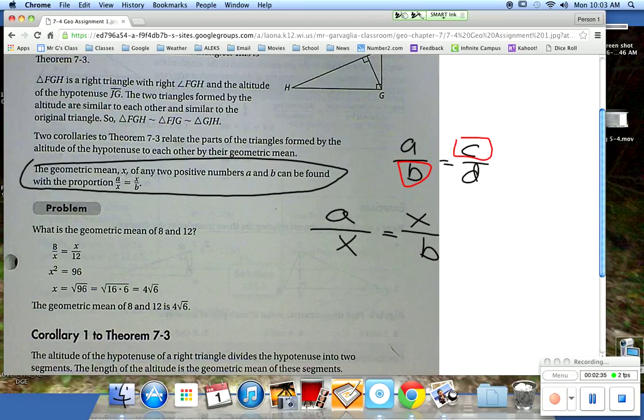And if we're given the geometric mean, actually they're given the extremes, not the means, right, are going to be 8 and 12. We would place an 8 in the A over x equal to x over the 12.